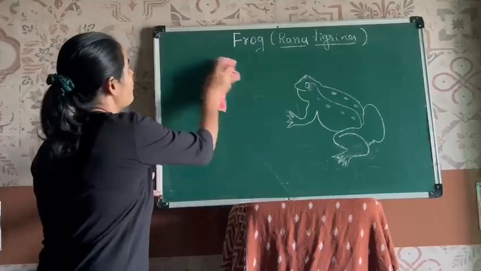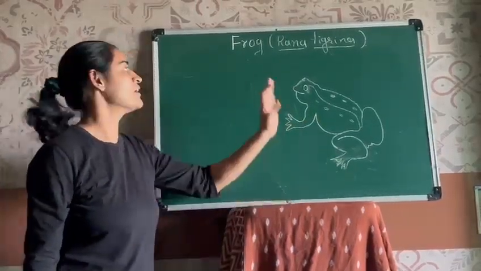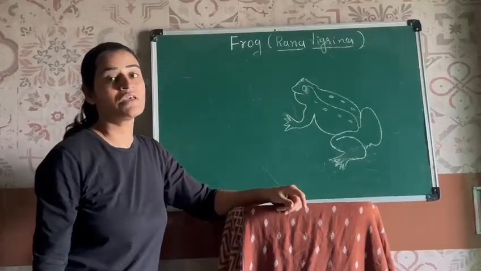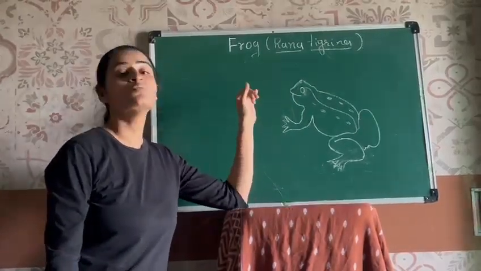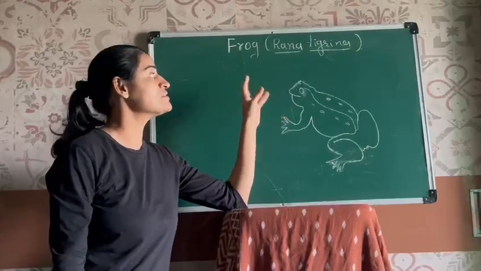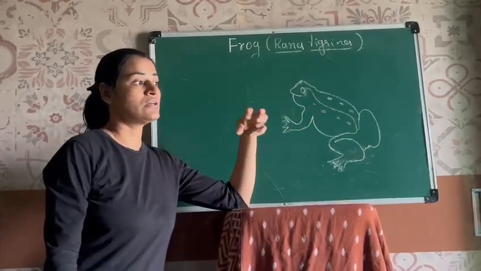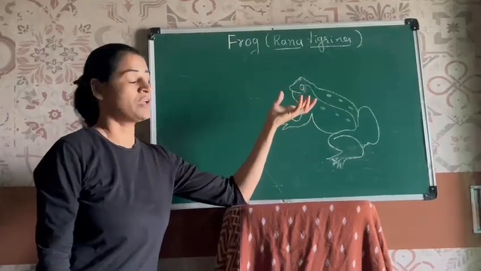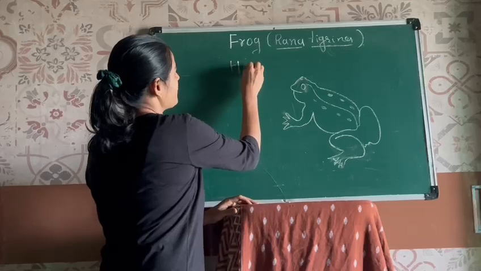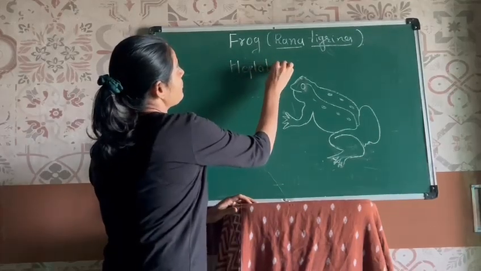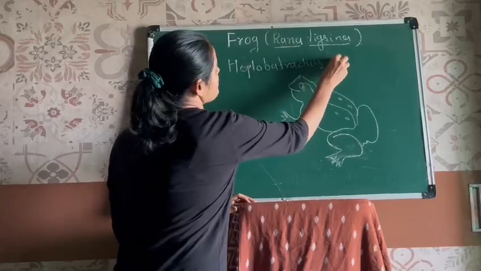We are all very familiar with this organism, Rana tigrina. This is the scientific name of the frog, the Indian bullfrog. Rana tigrina is the oldest name. Right now the name has changed, and it is Haplobatrachus tigrinus.